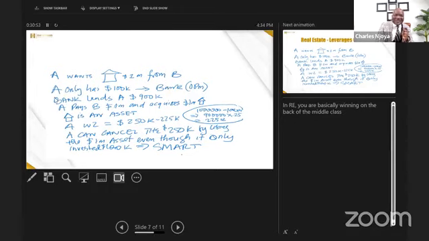Now, this is something that I scribbled here. I scribbled this because we are talking about something that's very important here. We're talking about how we can use leverage, or we can use real estate to leverage other people's money and win. In real estate, you are basically winning on the back of the middle class. Let's take this example here.